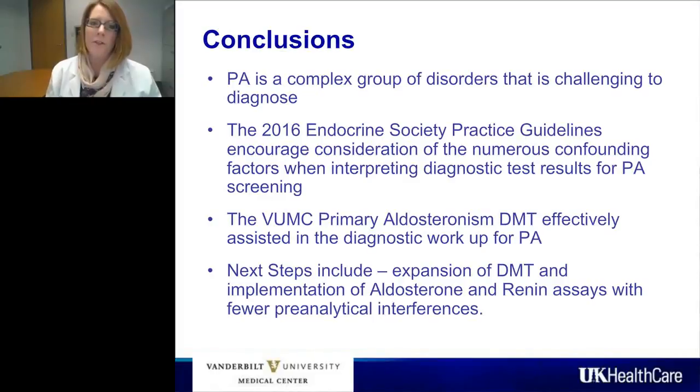And so in conclusion to this part of the talk, I hope that I've conveyed to you that the diagnostic workup for primary aldosteronism is very complex and challenging. The Endocrine Society practice guidelines give us some advice on how to work up this disorder through a screening process and then confirmatory processes. They also recommend that it's very important to consider the numerous suboptimal sample collection conditions for both aldosterone and renin, and to consider those results in the context of those interfering factors.